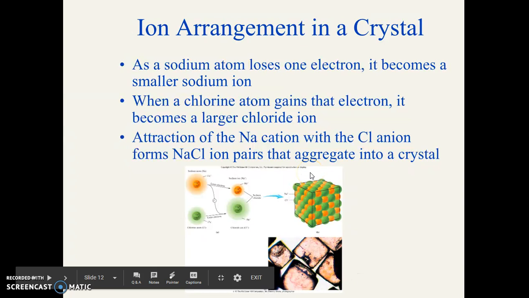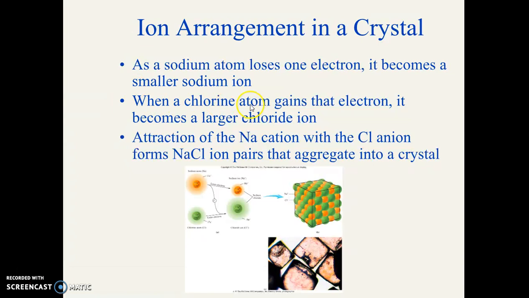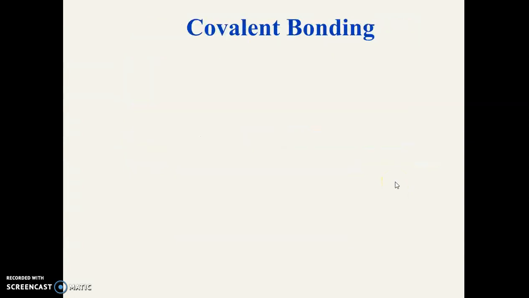you get this attraction. As a sodium atom loses 1 electron, it becomes smaller. The chlorine becomes bigger because it gains 1. And the attraction of the sodium cation with the chlorine anion forms sodium chloride. So they bond together in this kind of crystal lattice formation where you have a chlorine bonded to a sodium, bonded to a chlorine, bonded to a sodium into this crystal. And that's what makes the salt that we see.